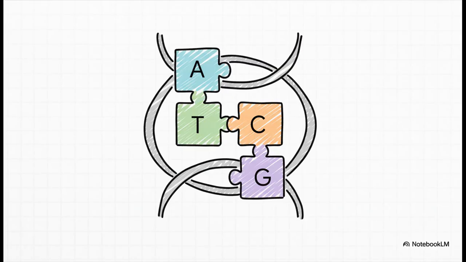And here it is, the golden rule, the most important part of the whole structure. The letters pair up, but they're very picky. A purine always has to pair with a pyrimidine. Specifically, adenine always pairs with thymine, and cytosine always pairs with guanine. A with T, C with G. That's it. It's that simple. But that rule is what makes everything else possible. It's the sequence of these pairs that makes up our genes.